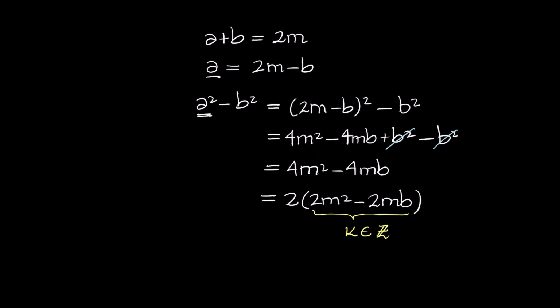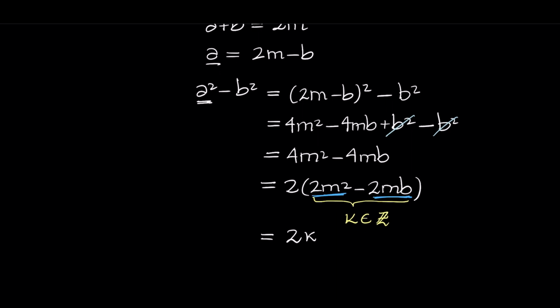Why can I claim that? This is because we have a product of integers, because m was defined previously as an integer, and we have another product of integers here, and then we have a subtraction. And we know that a product, sum, or subtraction of integers is also an integer, so that's why I claim that k is an integer. So this will be equal to 2k, and so we can say that a squared minus b squared is equal to 2k.